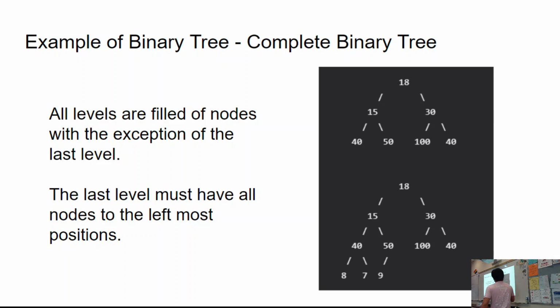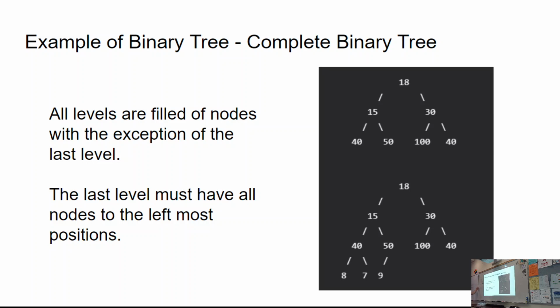So, if I start off with 18 at the top, this is a complete tree, technically. The first level is filled. Now, if I add 15 onto this, I'm going to add it on the left side, because we go left to right, and this is technically also a complete tree. The first level is filled. The last level is the exception, where we have the leftmost position. That make sense? Now we can add 30, still a complete tree.